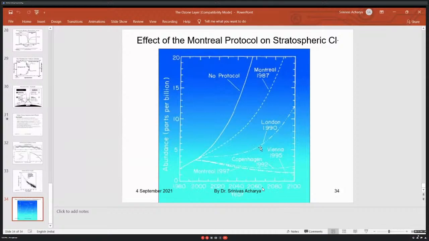And in another climate change submission at 1990 in London, this will have again flattened the curve, and it will go down the curve at the Vienna Convention in 1995 and Copenhagen at 1992, and mostly at Montreal at 1997. It will have declined the curve. Now you can see the ozone hole is not visible and ozone repair is visible.